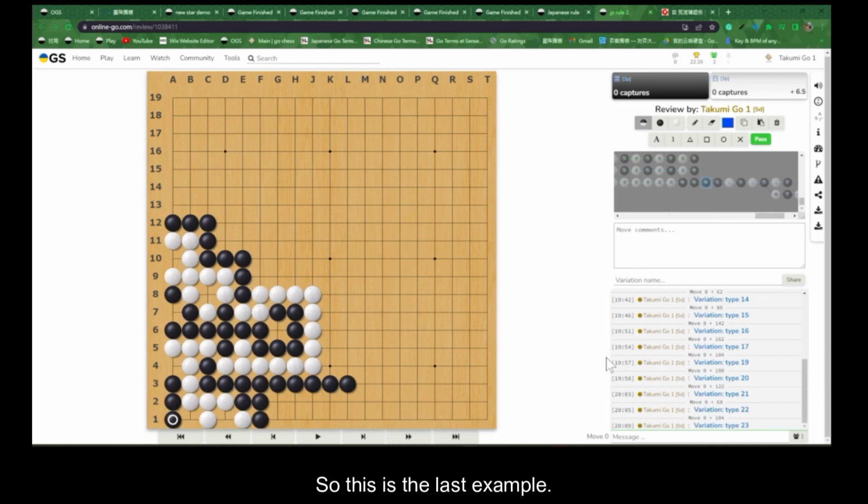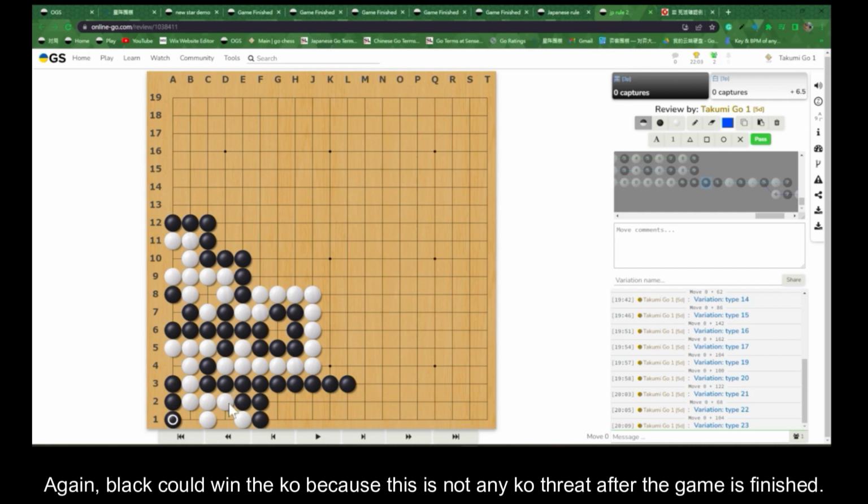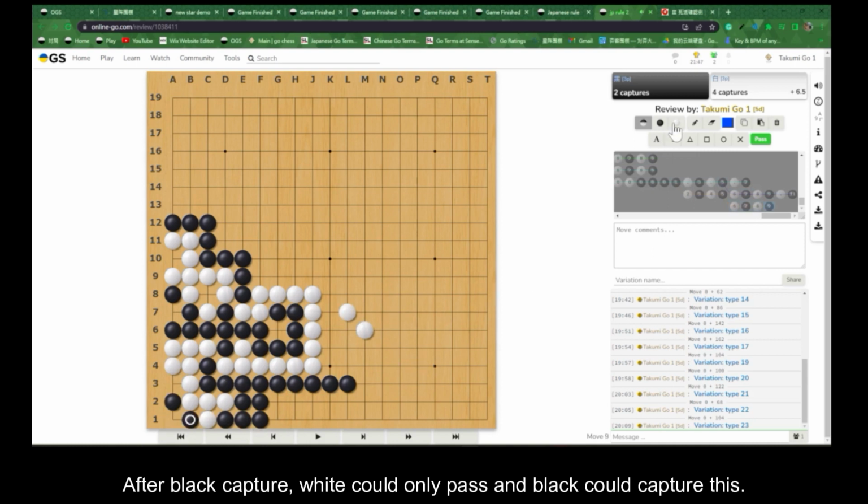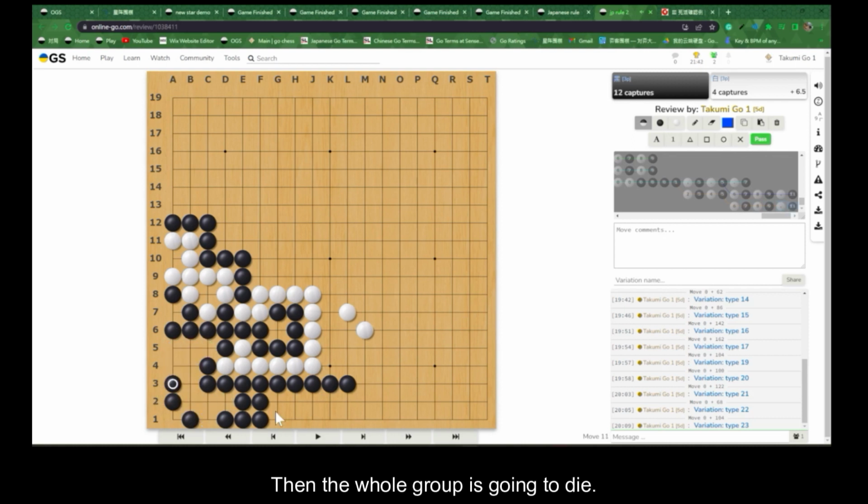So this is the last example, very crazy. There is a ko here, there is a double ko here, and this is a bent four at the corner. So actually, all the white stones are going to be killed. Again, black could win the ko because there is no ko threat in the end after the game is finished. Then black could start to kill the bent four. After black captures, white could only pass, and black could capture this. Then the whole group is going to die.